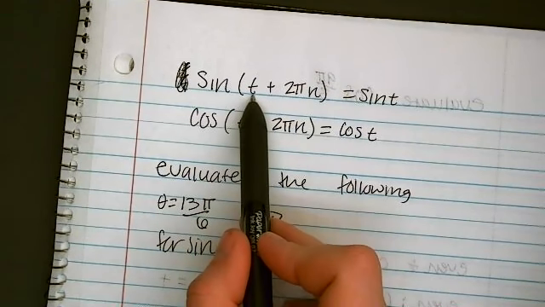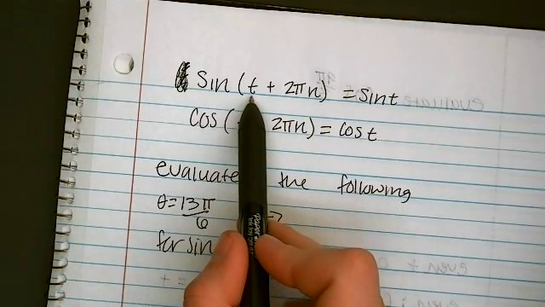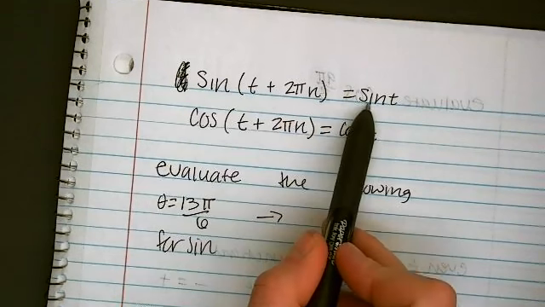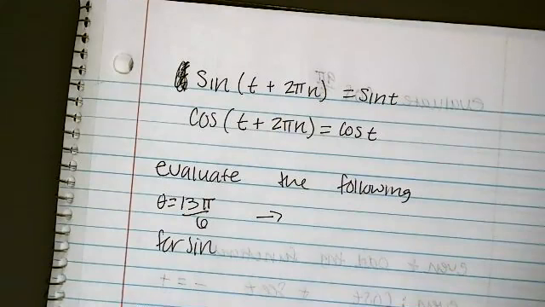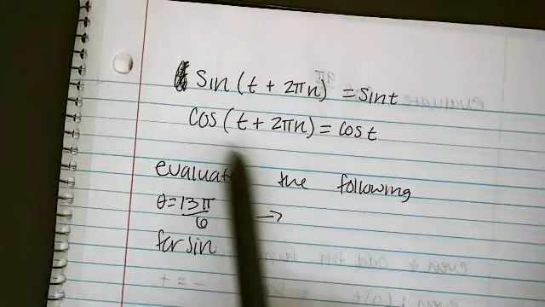Whatever's left over, if I just evaluate for that, so just sine of t instead of sine of whatever that large version was. So same thing for cosine.